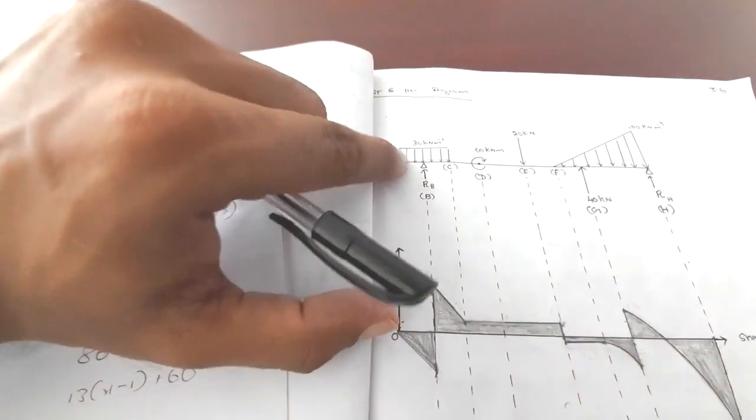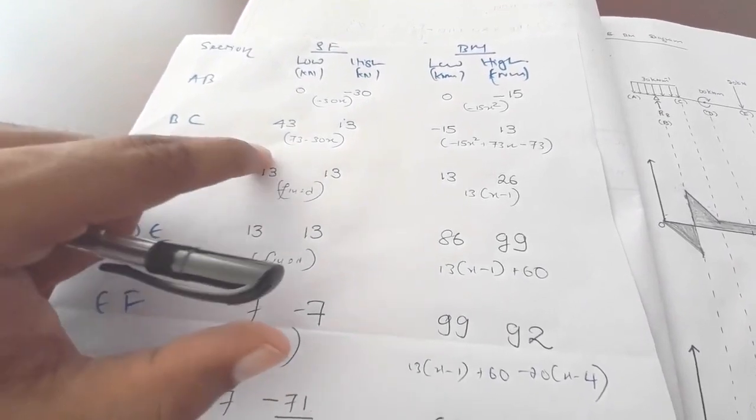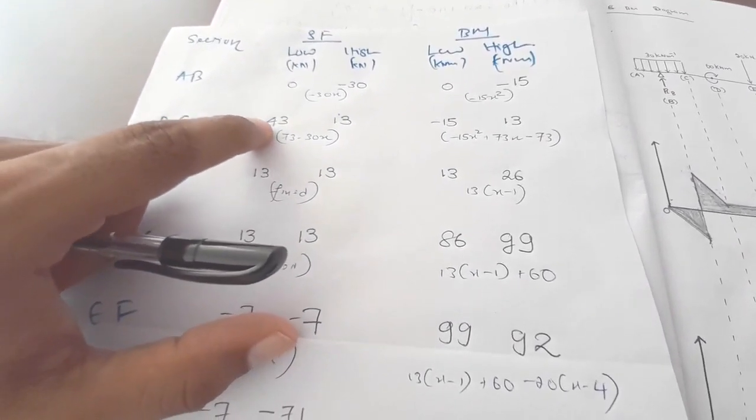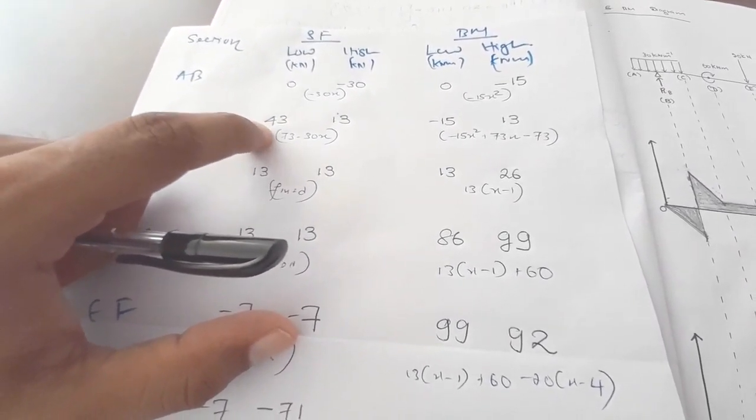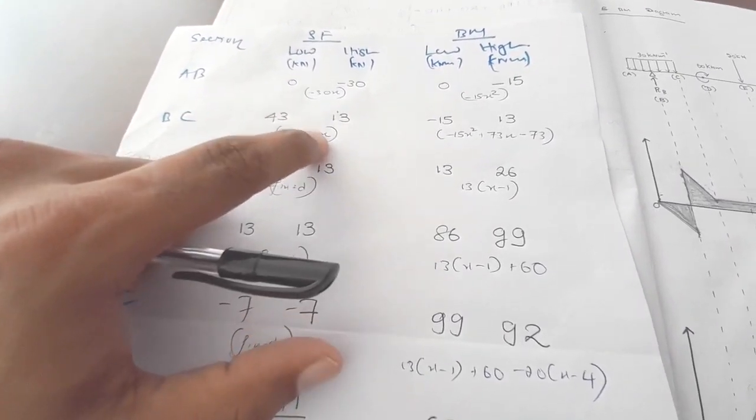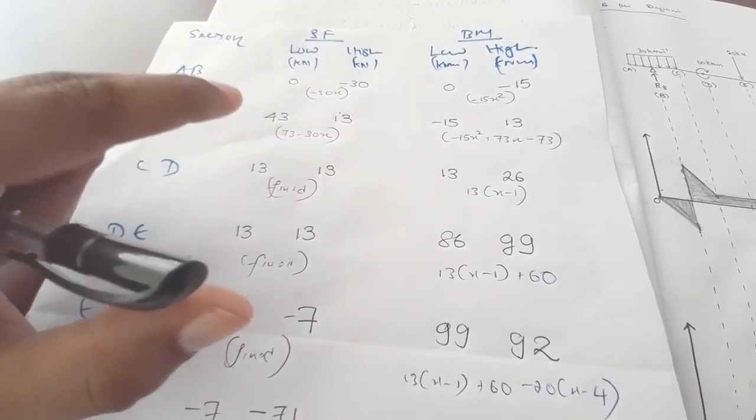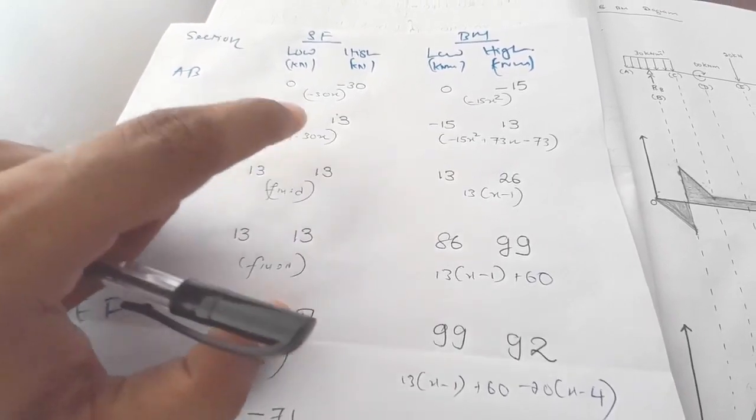Now consider the section BC. The lower limit value is 43. The higher limit value is 13. Just go back to the calculations, right? Lower limit value is 43, higher limit value is 13. So first mark the lower limit value. So what is the lower limit value?